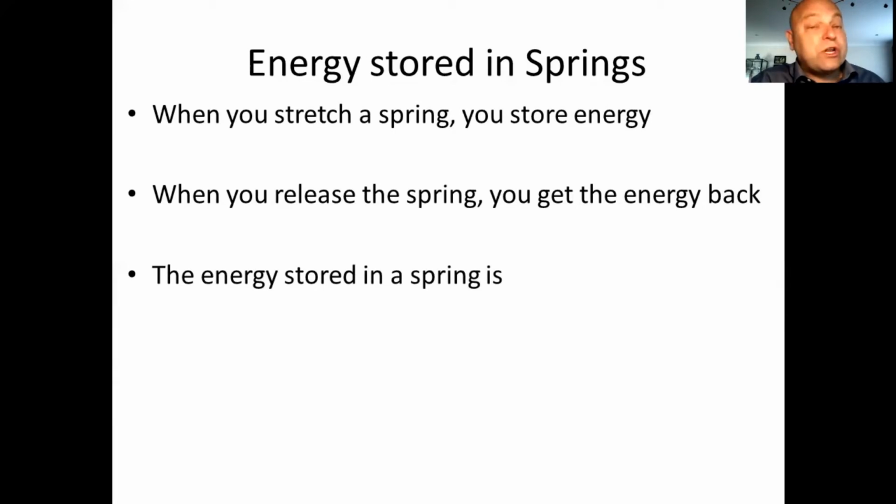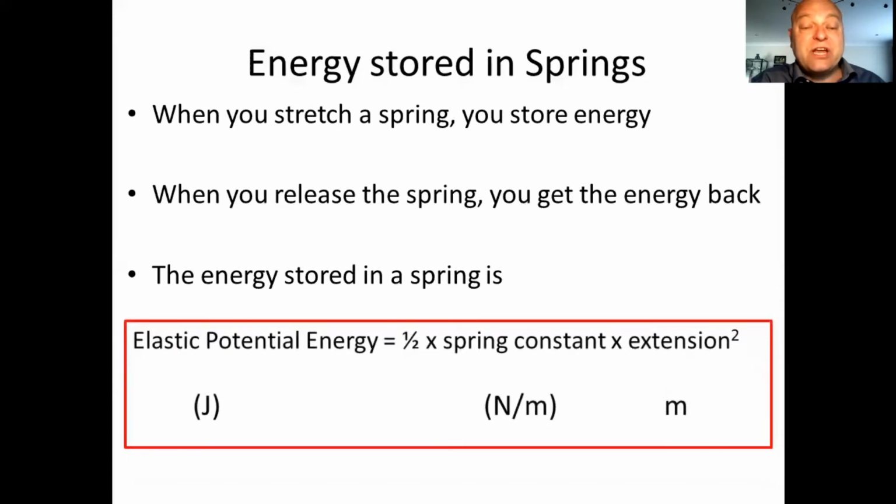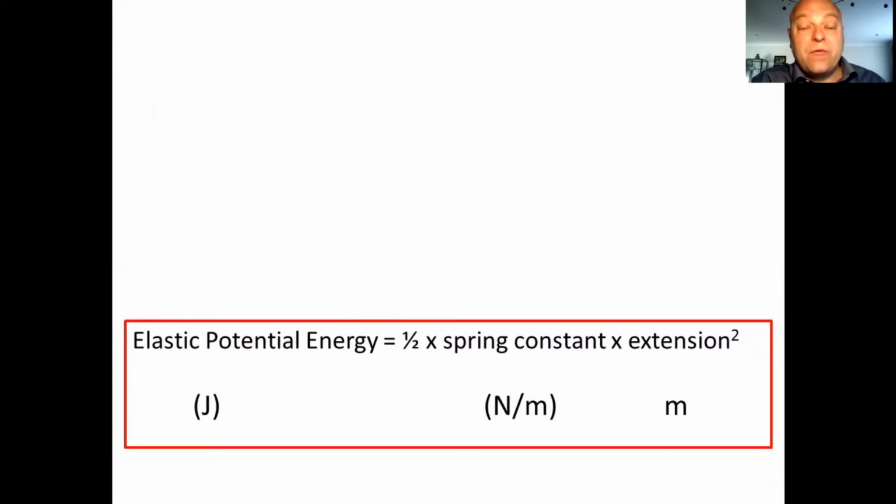The energy that is stored in springs is called elastic potential energy. And elastic potential energy equals a half times the spring constant times the extension squared. You need to record that key idea on your piece of paper. Pause the video, write it down.